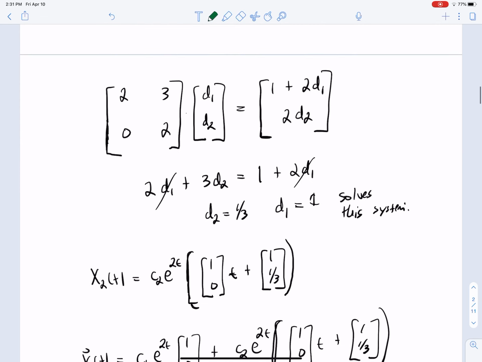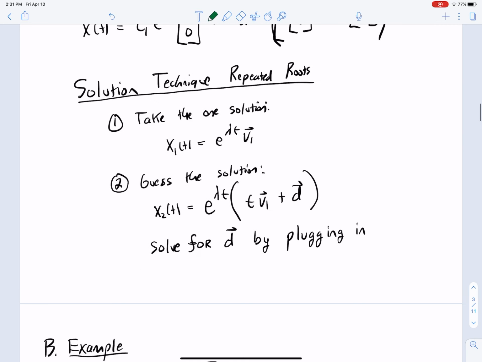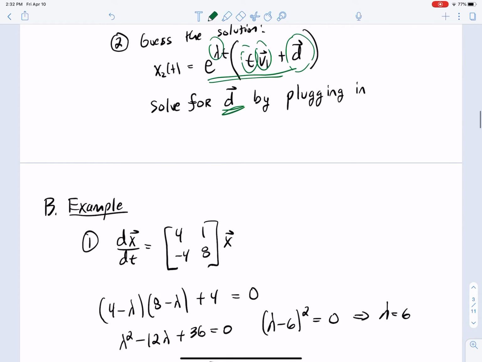Okay, so let's fast forward here down to the review of the solution technique. We take the one solution that we found, and then we're going to guess this solution. You notice the V1 and the lambda, those are recycled. The t is formulaic. So all of this is known except for the d part, and we're going to solve for d. For that, we just have to plug it in, plug and chug, and we'll get it down to a linear system that if we can solve it, then we found a solution. If we can't, then that means this technique doesn't work for us.